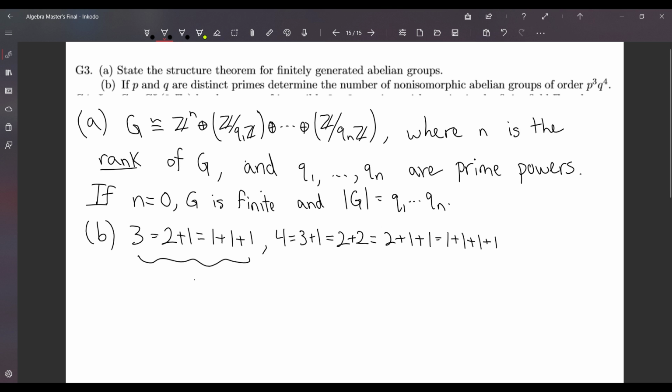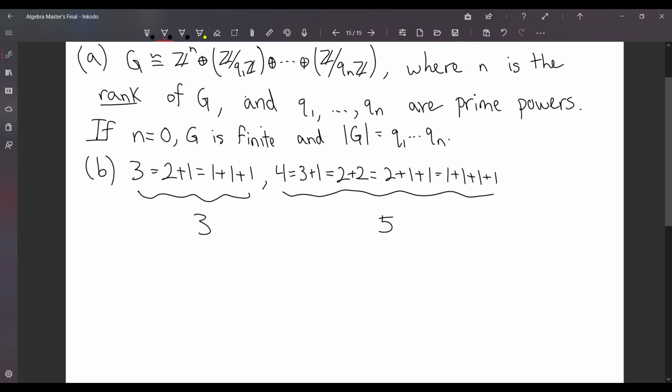So this gives us 3, and this gives us 5, and these are independent of each other because we're dealing with separate primes. And so the number of groups is 3 times 5, which is 15.